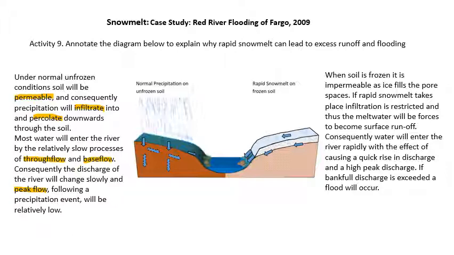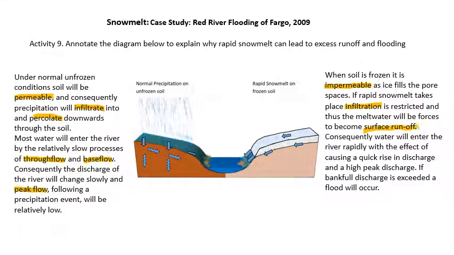If you look on the other side of the diagram now, when soil is frozen, it becomes impermeable, and the reason for that is that ice fills the pore spaces, so water can no longer enter that ground. If rapid snowmelt takes place, like it did in the Red River case study, so temperatures increased quite quickly, infiltration is restricted as the ground remains frozen for a short period of time, doesn't thaw out as quickly as the snow, and thus the meltwater will be forced to become surface runoff.